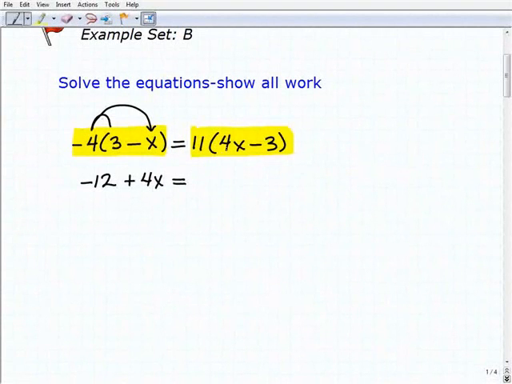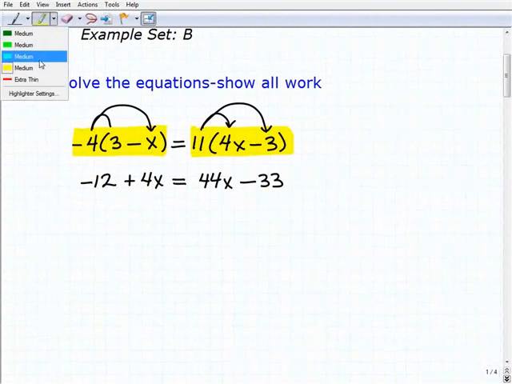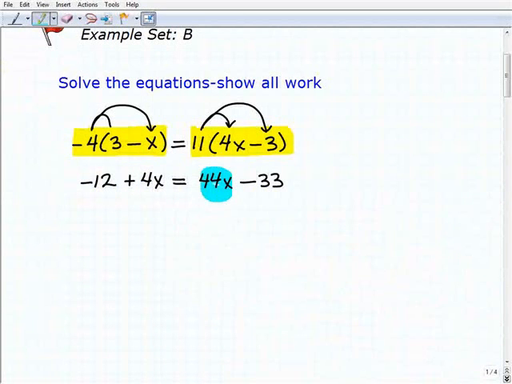So let's take a look at the right-hand side. We have 11 times 4x, so that's going to be 44x. And now we have 11 times this negative 3, so that's going to be minus 33. If you were okay with the distributive property, then that's excellent. So now the second step is to combine like terms on the left and right-hand side of the equation. We don't have any like terms over here, and we have no like terms on the right-hand side of the equation.